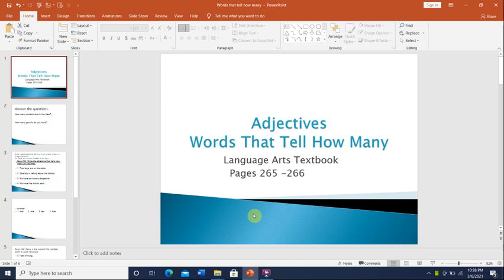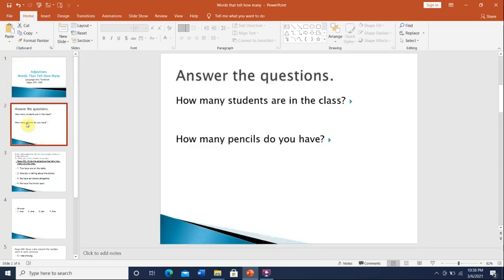So today we'll continue talking about adjectives, but the adjectives that we will learn about today are words that tell you how many. Adjectives that tell how many are usually numbers. Before we start talking about adjectives and numbers and how we use numbers to describe a noun, let's just answer these questions.